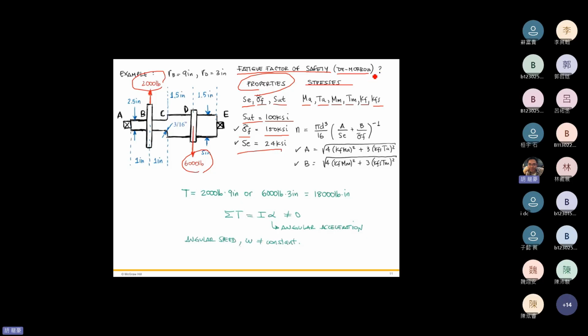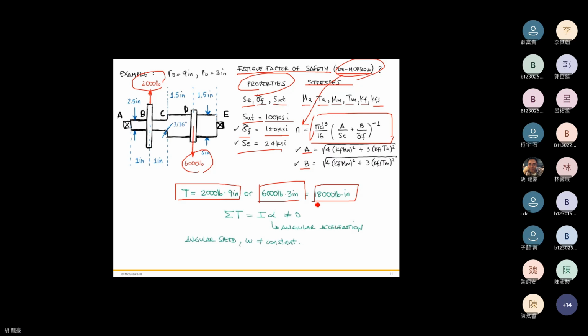So from this DE Moore criteria, the safety factor equals the distance DO, and the safety factor depends on the parameters A and B. For this shaft, the torque equals 200 times the radius of 9 inches, or 6,000 pounds times 3 inches, which equals 18,000 pound-inches.